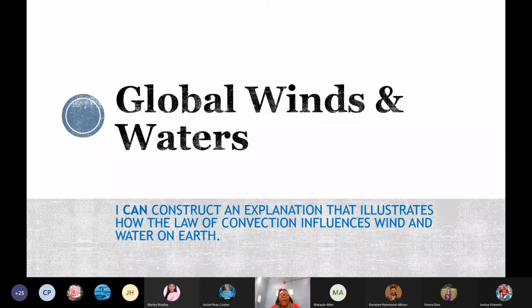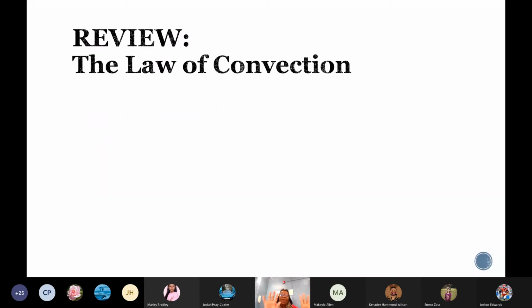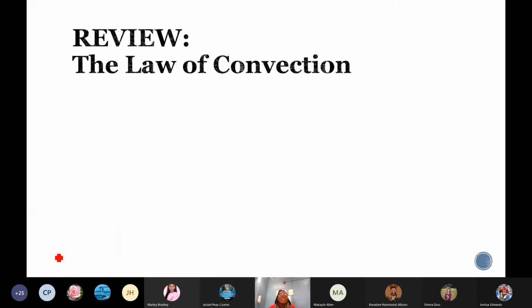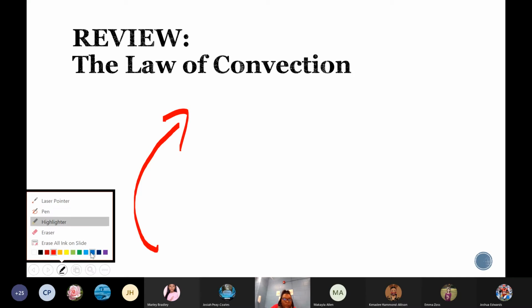Today we're going to be talking about, we have to make sure we remember that law of convection. It's right there in our learning objective. You don't have to draw this. I just want this to be a review for you. So we want to make sure we remember that the law of convection basically explains how heat circulates. So let's talk today about the law of convection.